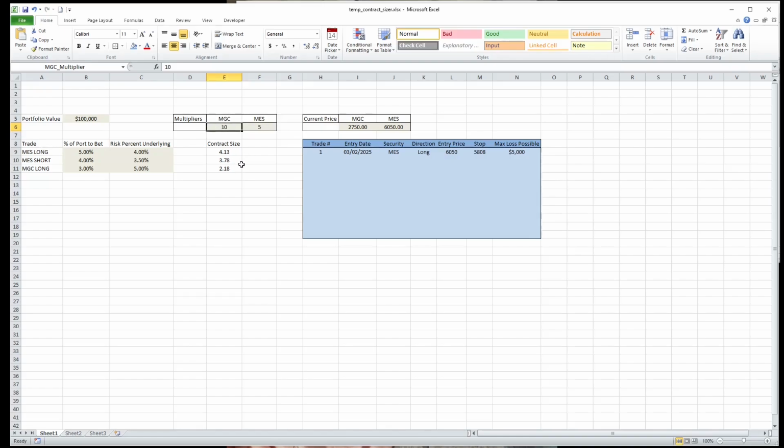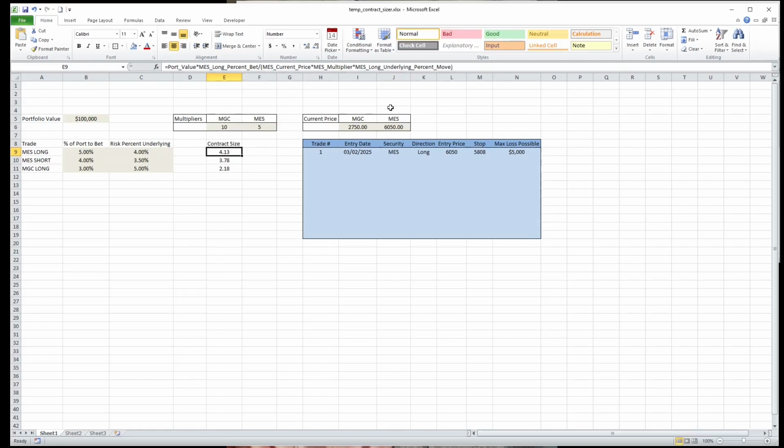So how do we calculate the size based on these parameters? All right, so let me just click here. So there's this section here divided by this portion here. So what are we trying to do here? We're trying to find the contract size. So the first thing we need to do is, how much are we willing to lose? Well, 5% of 100,000 is $5,000. So you'll notice this first section here, portfolio times the MES long percent bet. That's just this right here. All right, so that'd be 5,000.